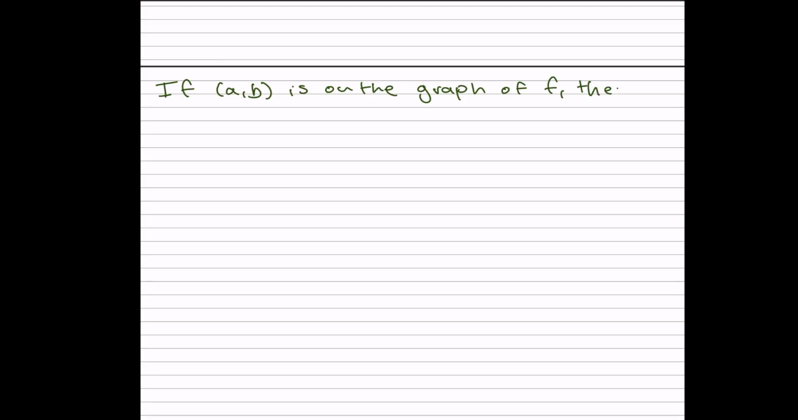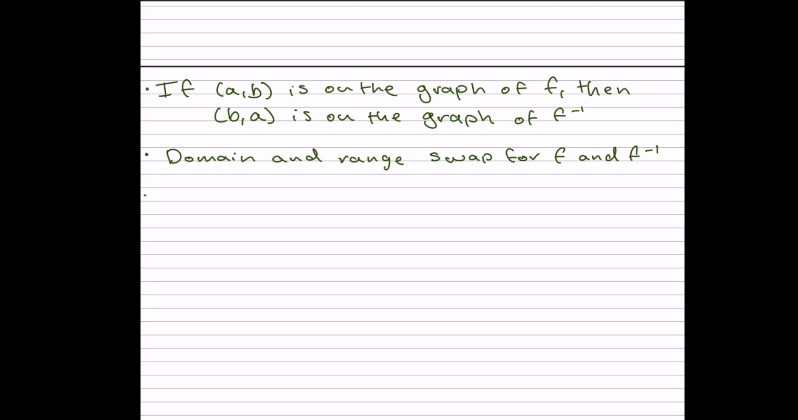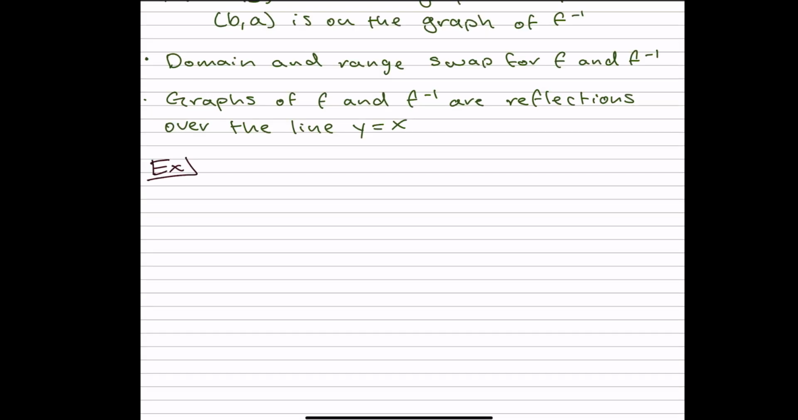So one of those things is that if you have a point, let's just call it a comma b, if that point is on the graph of f, then what that means is that for the inverse function, that point is going to become b comma a. So essentially what you're doing is you're swapping the domain and the range for f and the inverse function f inverse. So ultimately that's going to result in your graphs being reflections over the line y equals x.